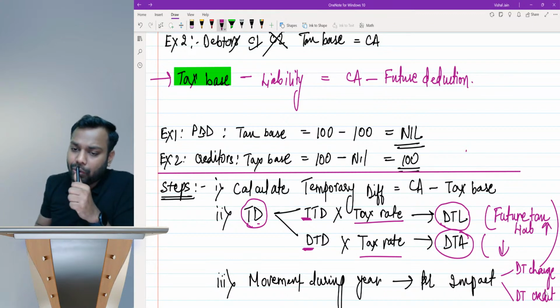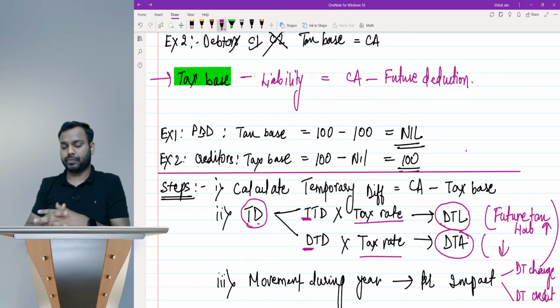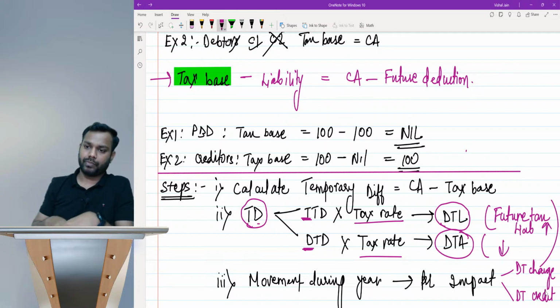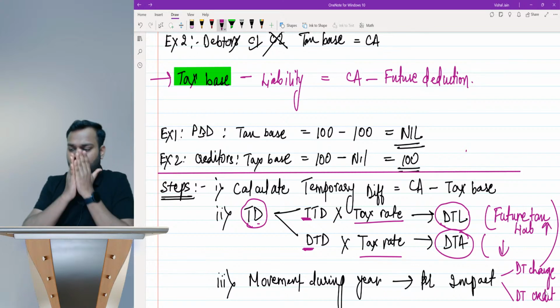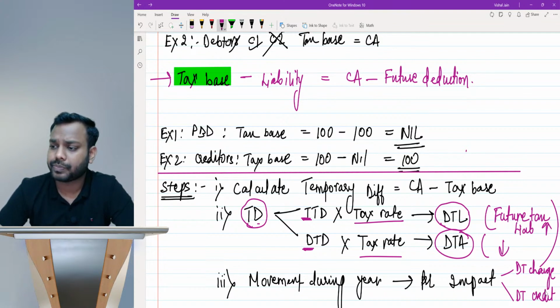Is that clear, guys, to all of you? Is deferred tax clear to all of you? Jishan, Priyanka, Saksham, Manav, Diksha, Naman, Vidisha, Naman, Rajat.